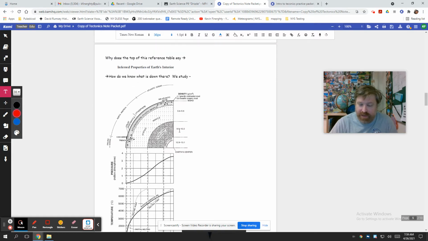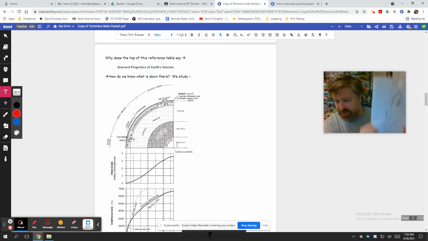So how do I have the audacity to say, here's what's going on? How does New York State have the guts to put this in a reference table? Speaking of which, this is a reference table, so you're going to want to get comfortable with this thing. Page 10 of your Earth Science Reference Tables looks like that.